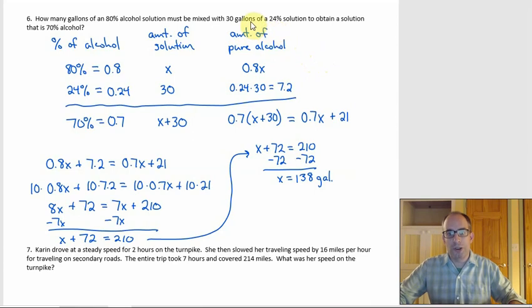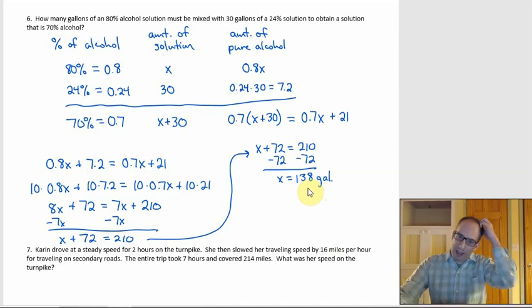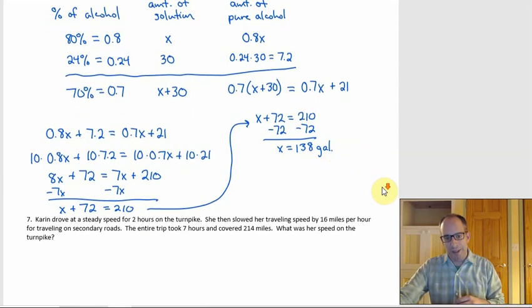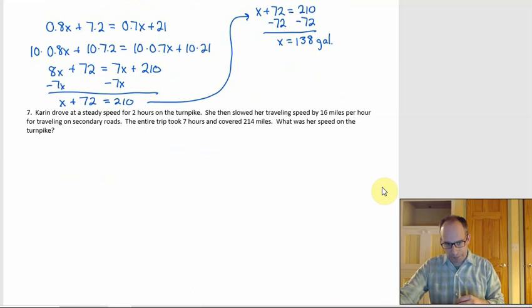Because we're starting off with 30 gallons of this 24% solution. 24% is way below 70. So to add in enough of this 80% solution to where the total mixture is 70%, you're going to need a lot. You're going to need way more than 30, certainly. So the fact that this number is really big actually does seem pretty reasonable. It seems like that makes sense. And let's see, I think that's it for the mixtures, because then the last one is one about speed.